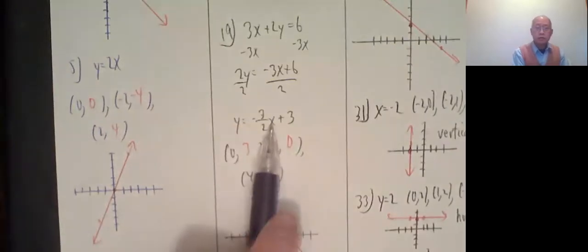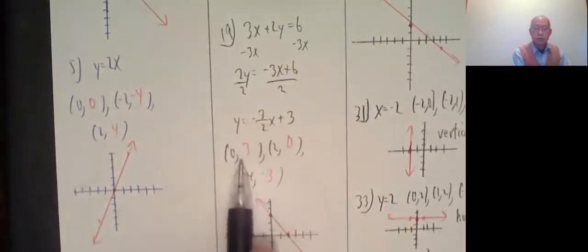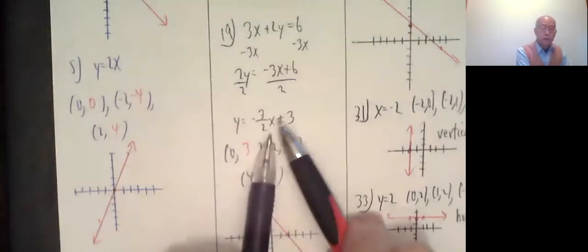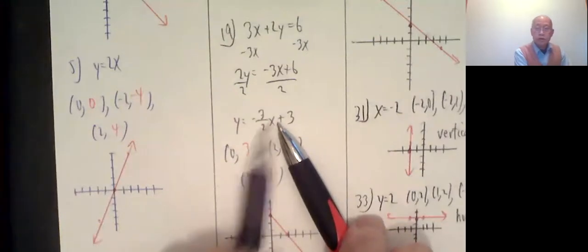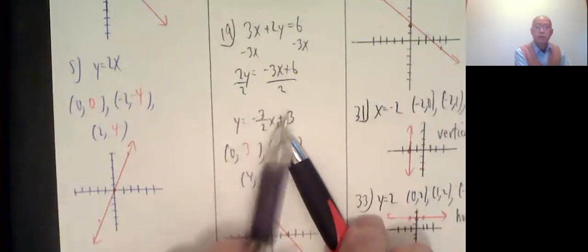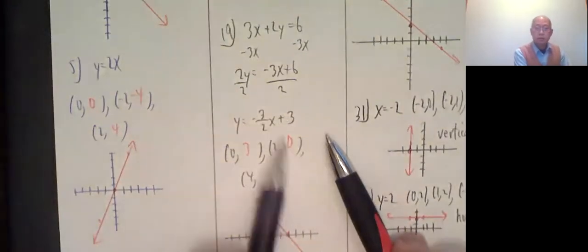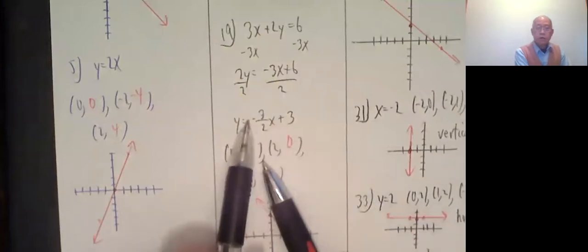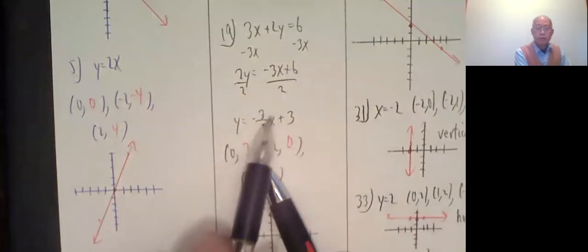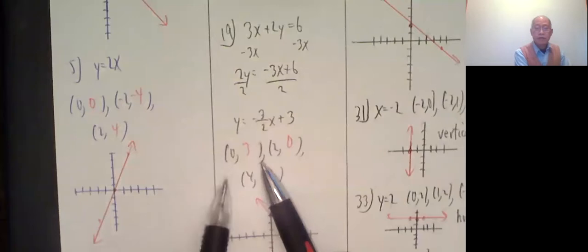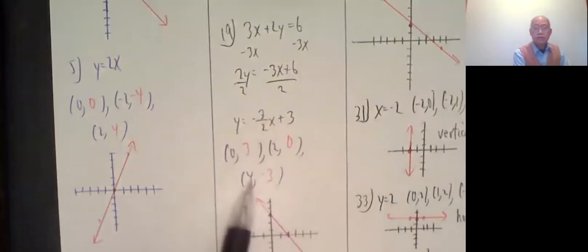Okay, plug in 0. 0 times that is 0. 0 plus 3 is 3. Plug in 2. If you plug in 2, the 2's cancel out, so you have negative 3 plus 3 is 0. Plug in 4. Negative 3 halves times 4. 4 divided by 2 is 2. 2 times negative 3 is negative 6. Negative 6 plus 3 is negative 3.